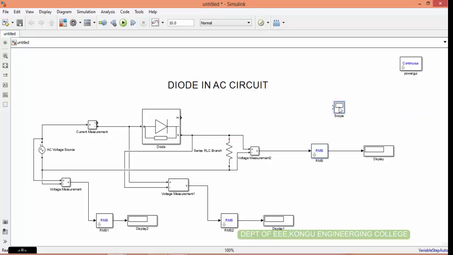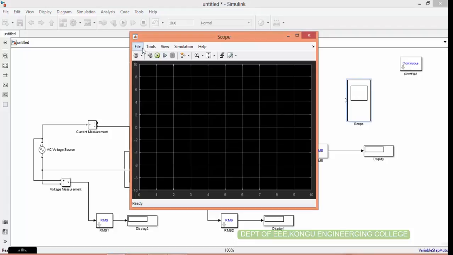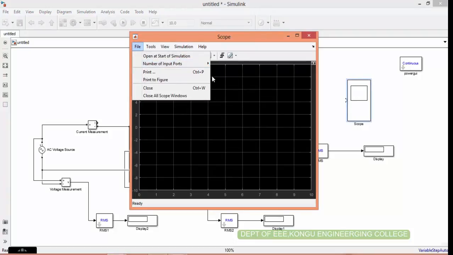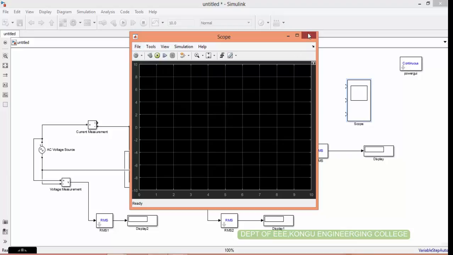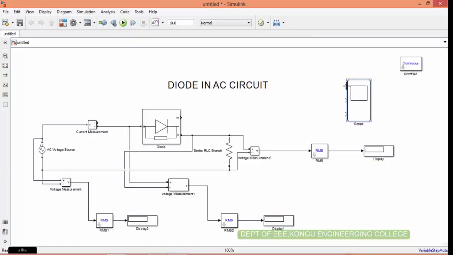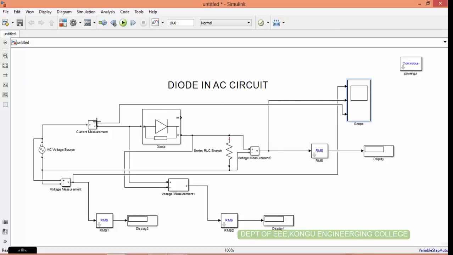Next, the number of inputs in the scope. Here you are having three measurements, and hence we need 3 inputs on our scope. To get the 3 inputs, double click the scope, go to file, number of inputs to 3. First, source voltage. Second, load voltage. And third, current.